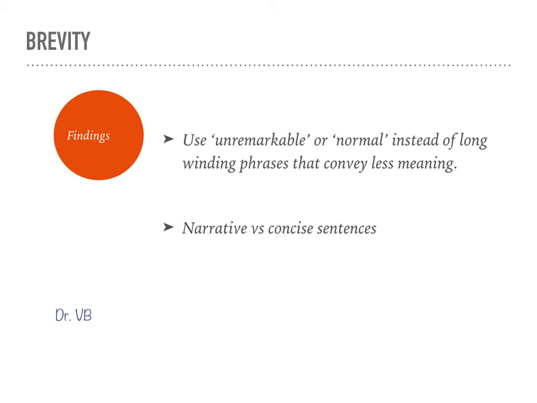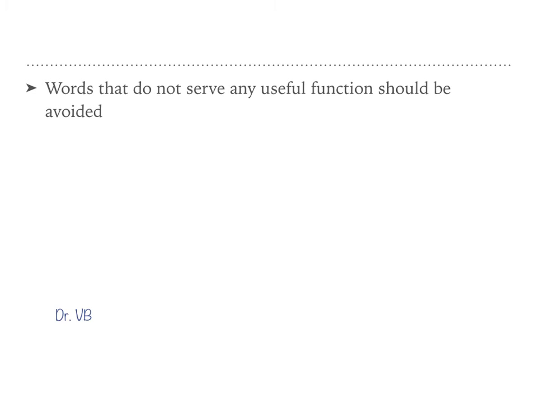Here there is a for and an against as far as narrative versus concise sentences are concerned. You can either go for large descriptive content using your vocabulary, or you could go for specific concise sentences. An example of how concise sentences are being used lately is the BI-RADS, the Breast Imaging Reporting and Data System, wherein concise terminologies are used for grading different pathologies or stages of involvement of the breast, so that the message conveyed to the clinician is much clearer and standardized. So words that do not serve any function should be avoided.